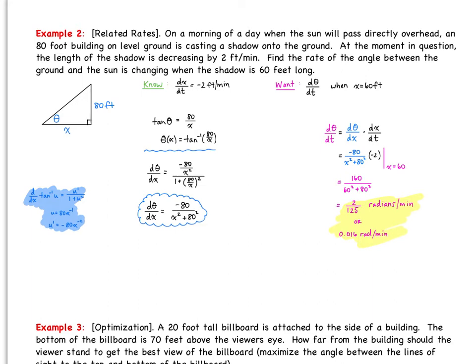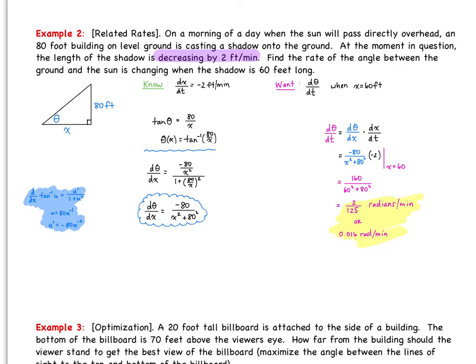Our next example deals with related rates. On a morning of a day when the sun will pass directly overhead, an 80-foot building on level ground is casting a shadow onto the ground. At the moment in question, the length of the shadow is decreasing by 2 feet per minute. So that's key.